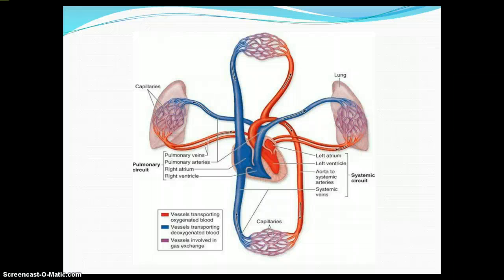Systemic circulation is when oxygenated blood then enters the left ventricle via the mitral valve. The blood is then transported to the organs in the body via the aorta. The blood that is now depleted of oxygen returns to the right atrium via the superior and inferior vena cava, as mentioned before on the diagram.